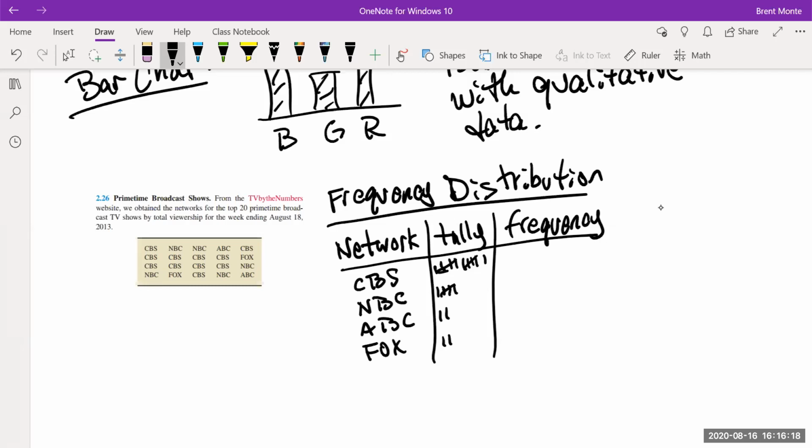Let's see, they said there was 20. I have 11. I have 16, 17, 18, 19, 20. So it looks like I have them right. I'm assuming I put them in the right spot. So my frequency, I'd say, hey, there's 11 of these. There's 5 of these. There's 2 of these. And there's 2 of these.